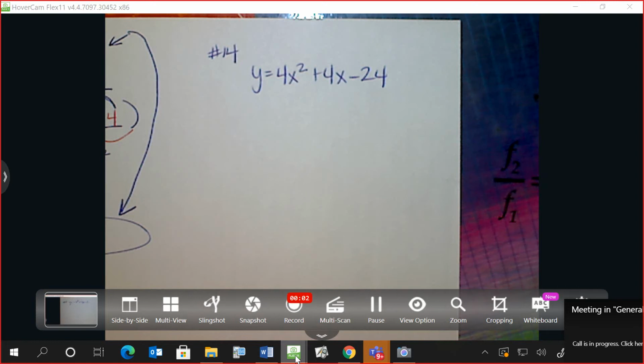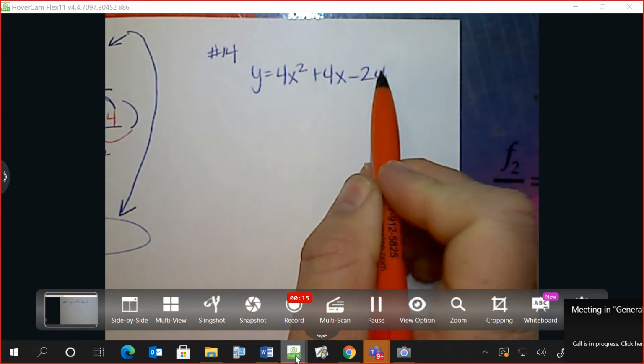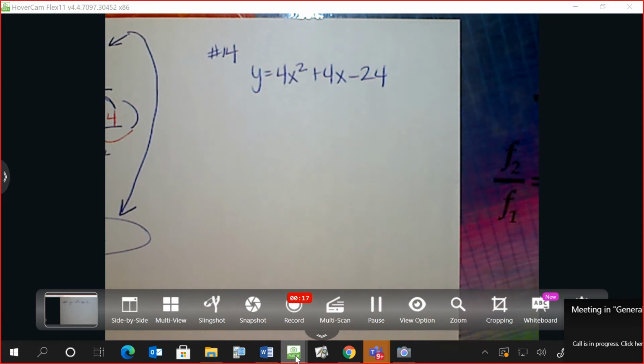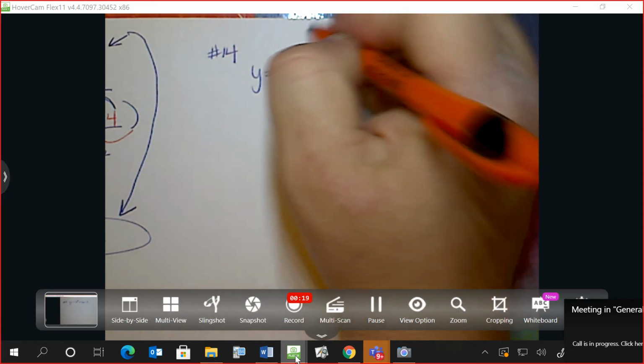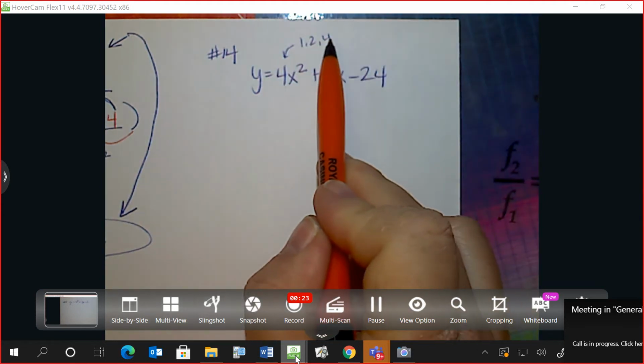Problem number 14 asks us, using algebra, to rewrite the equation of the parabola in intercept form. Intercept form is like factored form. So to do that, I first ask myself, is there a number I can factor out? I start with the smallest number, which happens to be 4, and I think of all the numbers that nicely divide into 4: 1, 2, and 4. I start with the largest one, and then I work my way up.